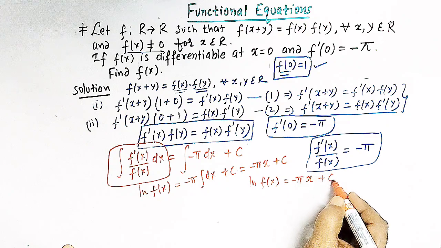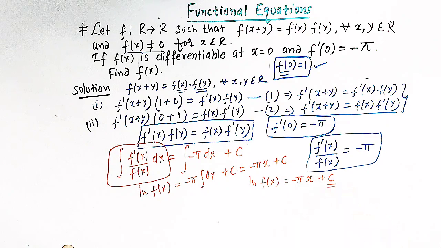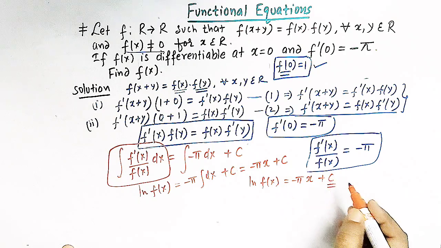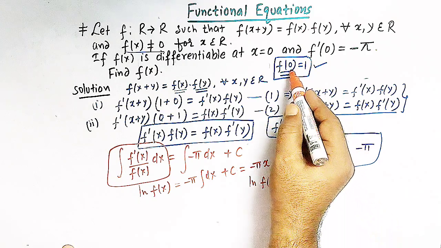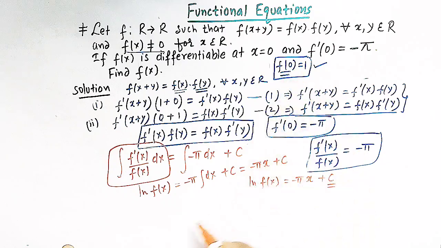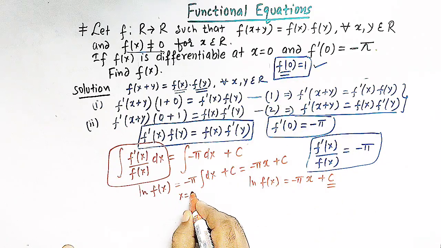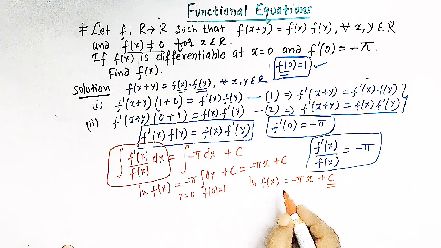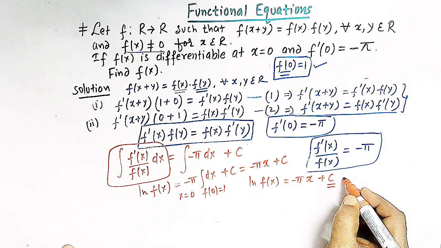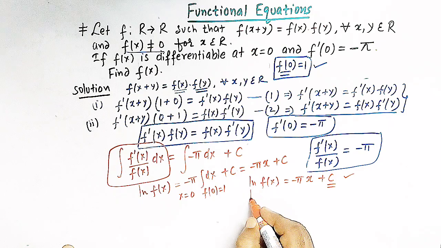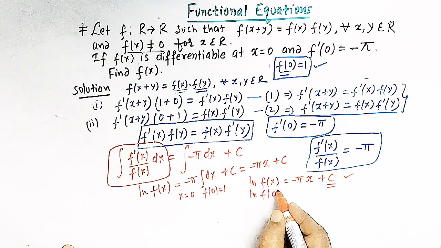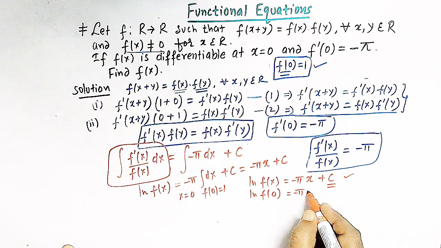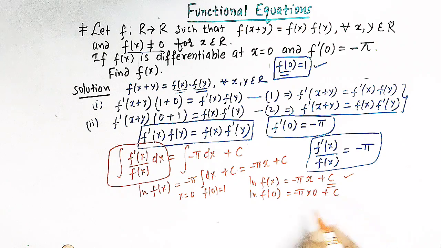So now we have this equation, log of f of x is equal to minus pi x plus c. Now this constant of integration c can be easily determined by using this condition, that is when x is 0, then f of 0 is equal to 1. So let us take x equal to 0 in this equation. So we have log of f of 0, here we have minus pi times 0 plus c, and f of 0 is 1.